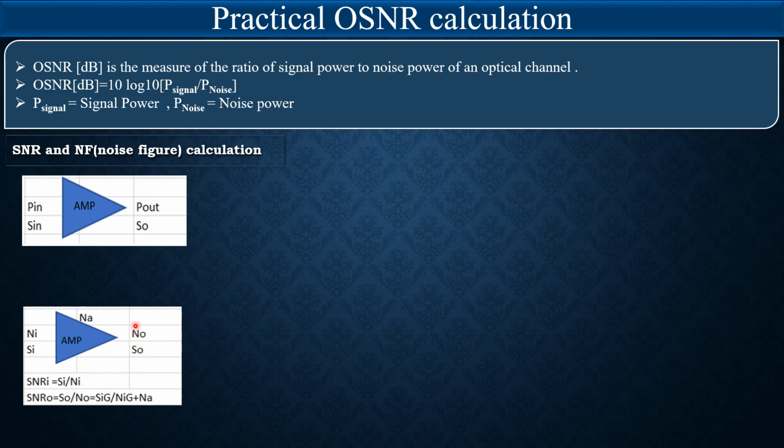And noise power at output can be calculated by S in, meaning signal at input, into the gain of the amplifier, and N i means noise power into gain, plus N A. This is the noise of the amplifier. Because every amplifier has noise, that's why whenever the signal is introduced, noise is added to that signal.